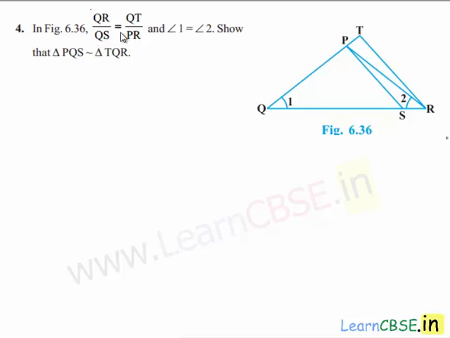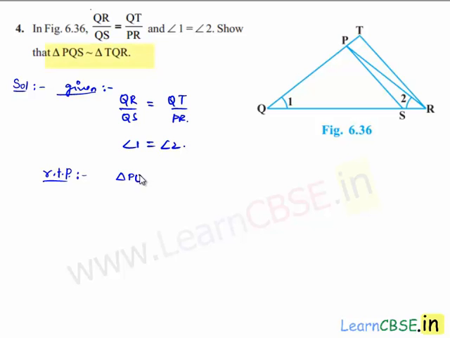In figure 6.36, QR by QS is equal to QT by PR and angle 1 is equal to angle 2. Show that triangle PQS is similar to triangle QTR. Now moving on to the solution. Let us note down the given information, that is QR by QS is equal to QT by PR and angle 1 is equal to angle 2. We are required to prove that triangle PQS is similar to triangle TQR. Now moving on to the procedure.